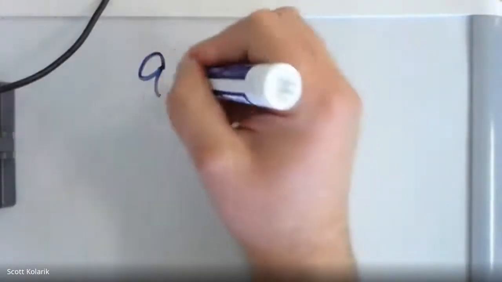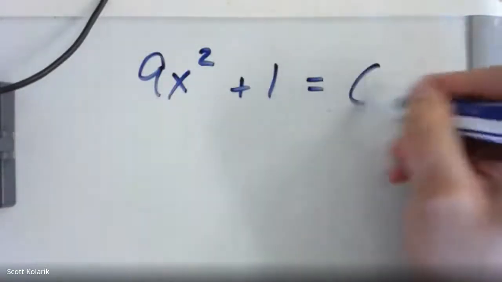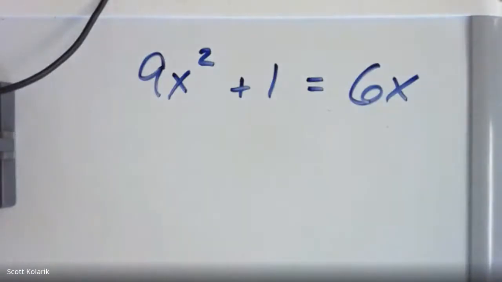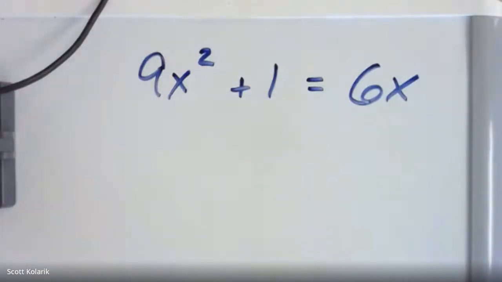Let's do one more. Second example. This is what we'll wrap up section 5 with. We are given the following quadratic. 9x squared plus 1 equals 6x. Very first thing I need to do, I need to make sure 0 is on one side, so there is some movement that needs to happen here.